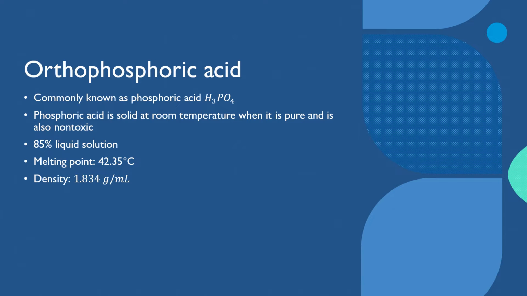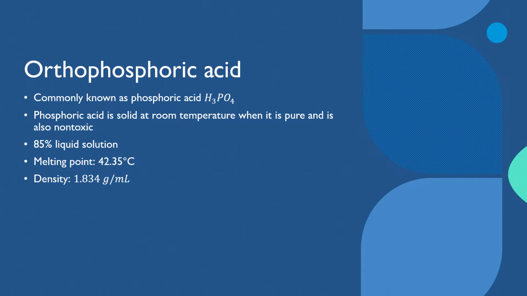It's non-toxic in nature, and when pure it is a solid at room temperature and pressure. The most common form of phosphoric acid is an 85% liquid solution. These solutions are colorless, non-volatile, and odorless. The 85% solution is a thick liquid.